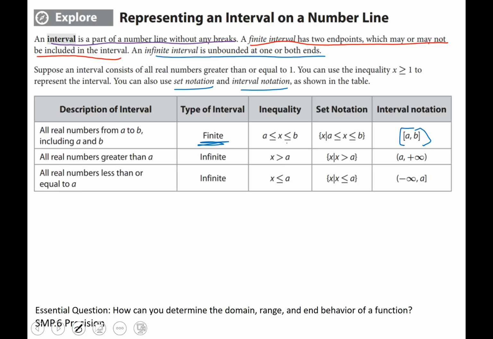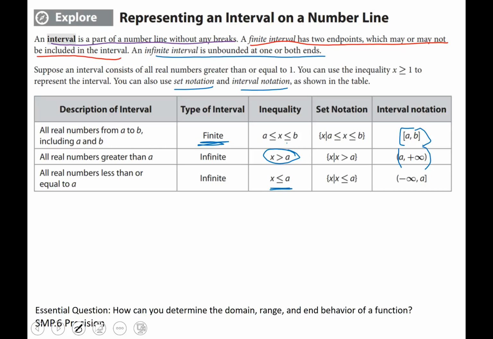All real numbers greater than a, so that's what this notation here is. Again, the set notation just puts that x bar in front of it with the curly brackets. And because greater than a doesn't include a, they use a parenthesis, and then it goes all the way to infinity, so we close it with a parenthesis. All real numbers less than or equal to a. So again, you have the less than or equal to.